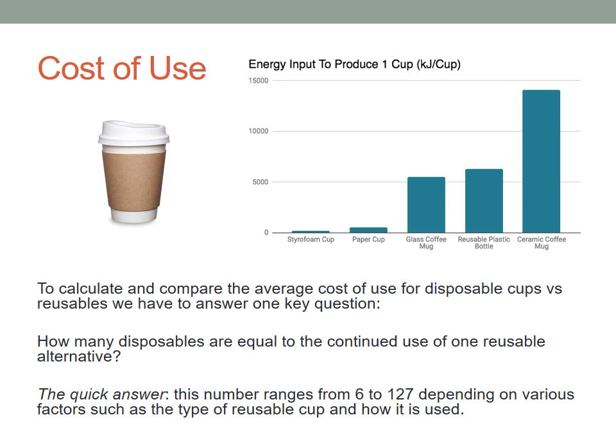this number ranges from 6 to 127. Again, depending on what you're comparing to. So if you're comparing the styrofoam cup to the most environmentally friendly reusable plastic cups, it's about 6. If you're comparing the styrofoam cup to the most energy intensive ceramic coffee mugs, it's going to be about 130 cups. So assuming you're drinking 1 cup a day, that ceramic coffee mug is going to have to be in use for over a third of a year before it's going to be the better environmental decision.